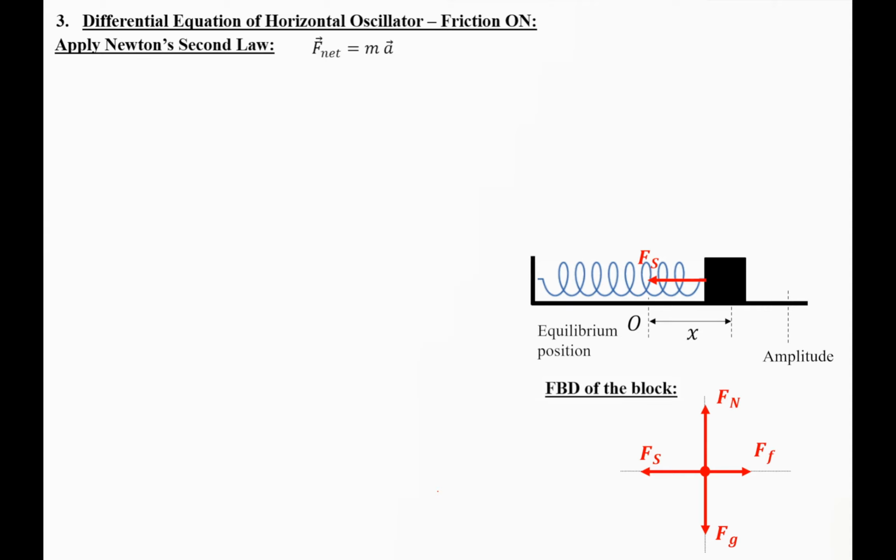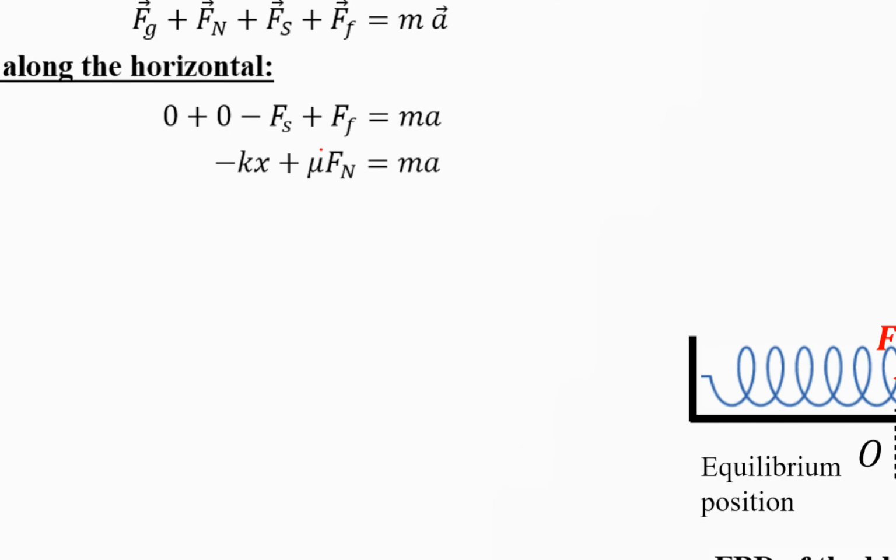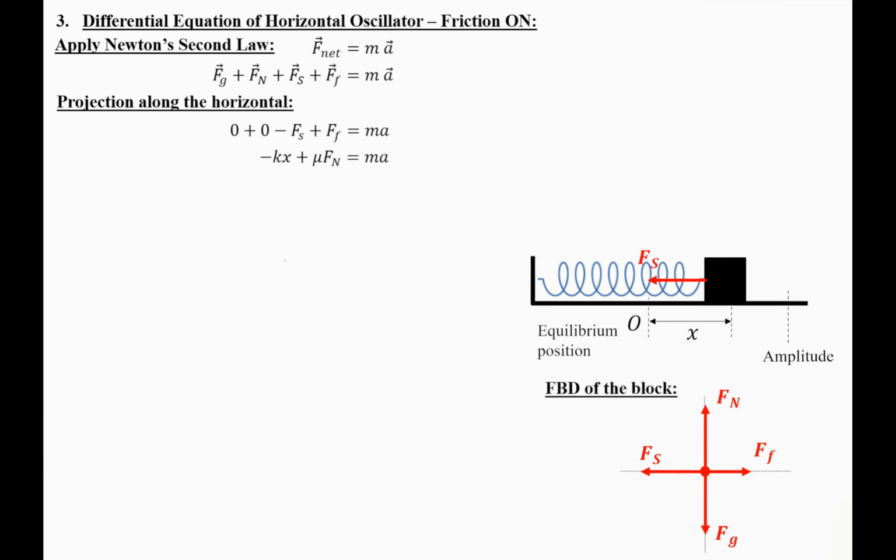Now apply Newton's second law. F net is ma. So we have the pull of gravity, the normal push, the force of the spring, and the kinetic friction, and all of these are equal to ma. And we know that this is a vector equation. It will give birth to two linear equations. Now we're going to consider the projection along the horizontal, so that would be 0, 0, and we would have the following equation. And here let me state something very important, and it has to do with these signs.